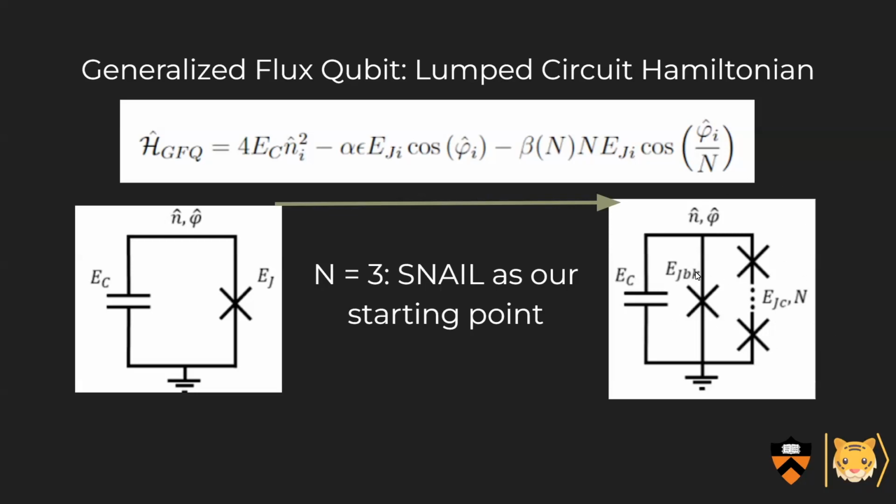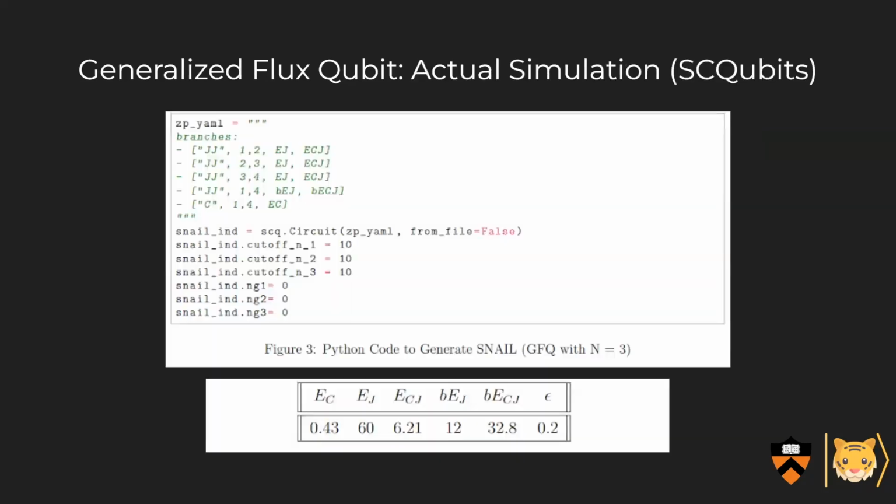So I created this Hamiltonian in order to get the circuit on the right to act as if it's the circuit on the left. And N equals 3 is a good starting point. I can go into why in questions as well. So this is what I wanted to do.